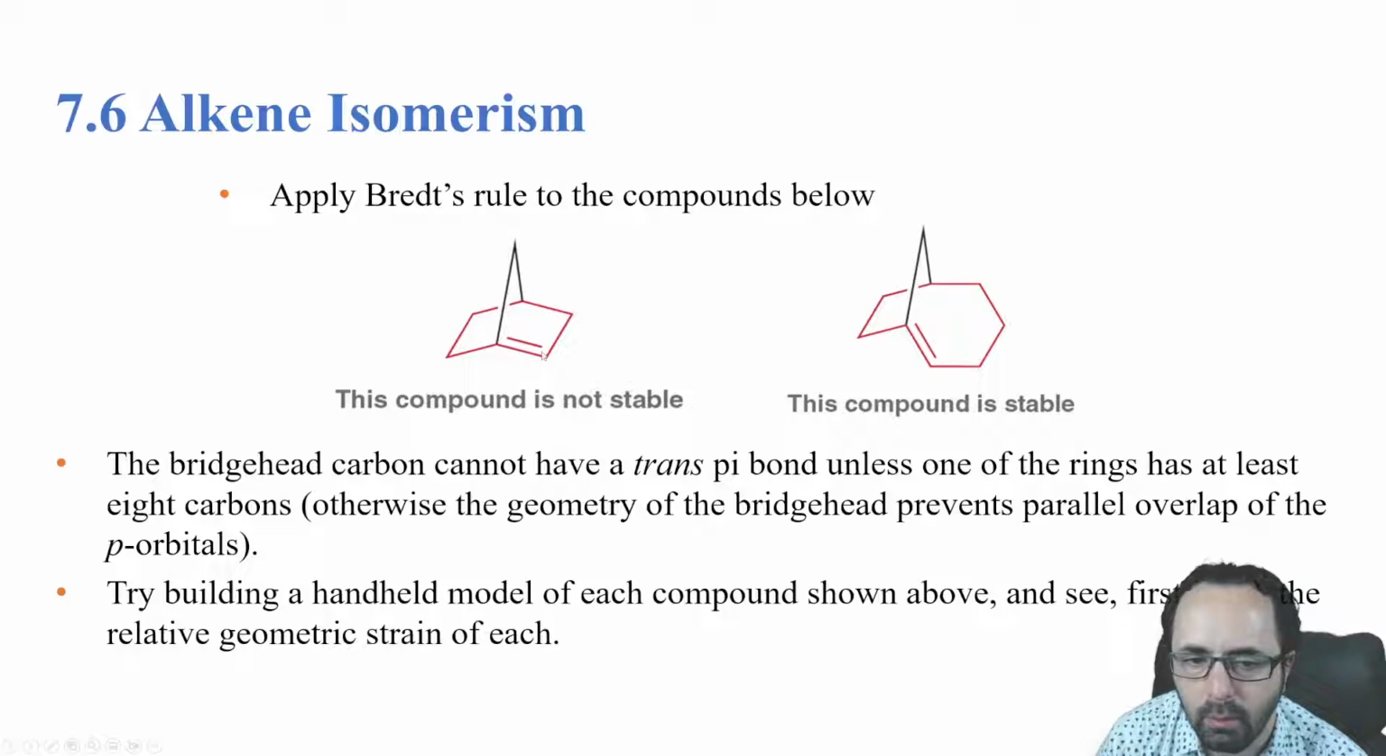So here we end up with this kind of trans type of configuration. You can tell by looking at it that the angles would not be great. The angles here are much more favorable at about 120 degrees for a carbon-carbon double bond.